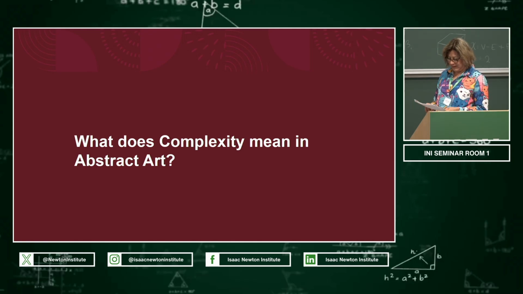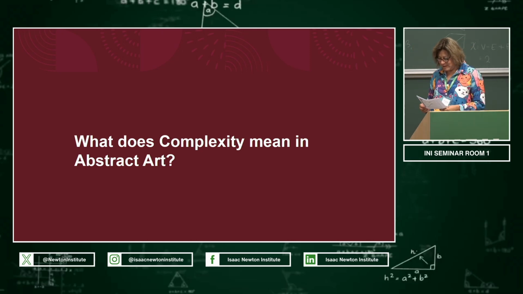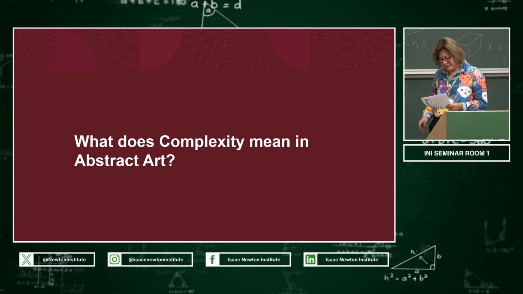But what does complexity mean in abstract art? Well, complexity in art means many things. The definition depends on the artist, the technique, the creative process, style preference, etc. But as physicists, we have to choose a measurable criteria and choose works of art that are mathematically complex.